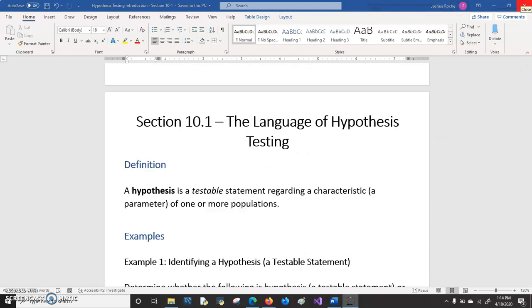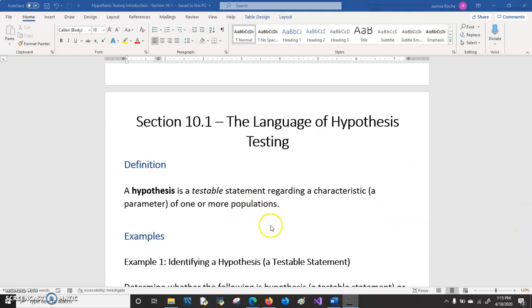Section 10.1 goes over the language of hypothesis testing. There aren't very many calculations in this section. It's more about concepts and vocabulary. So first, the definition for a hypothesis is that it's a testable statement regarding a characteristic, or in other words, a parameter, of one or more populations.